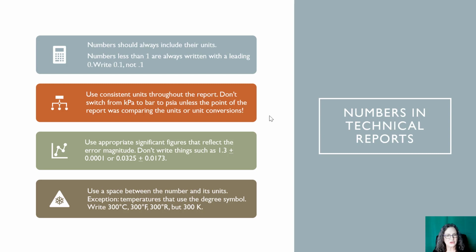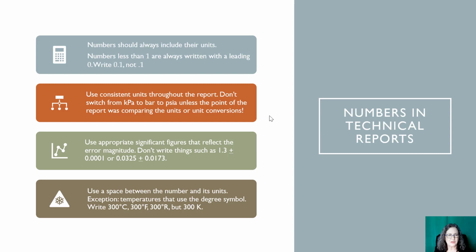You want to make sure that you are using consistent units throughout the report. So don't at one point start with kilopascals and then move to bars and then to PSIA. Okay? The only reason you would do that is if the purpose of the report was to talk about the weird units or the unit conversions or something. Okay? Otherwise, do not change units. Make a choice. Stay with it. Okay?